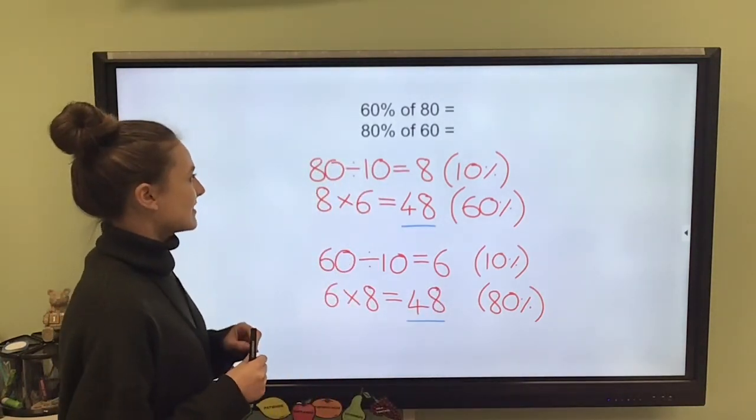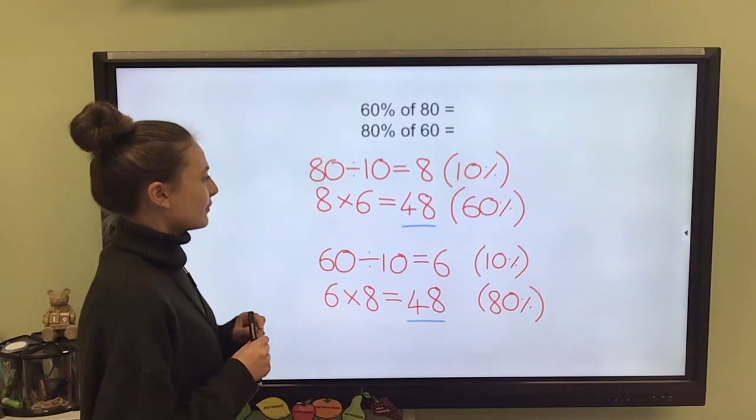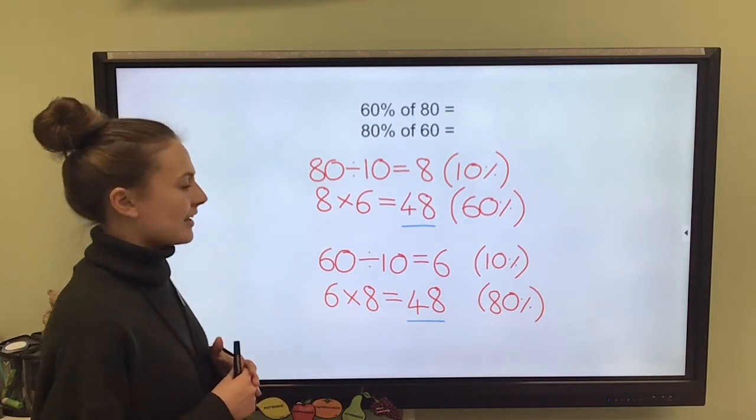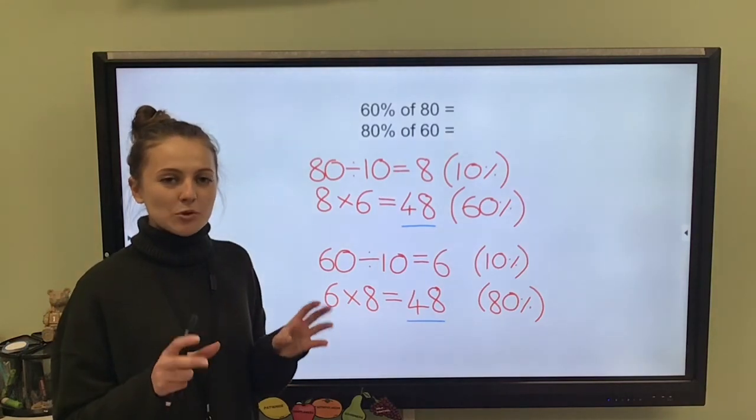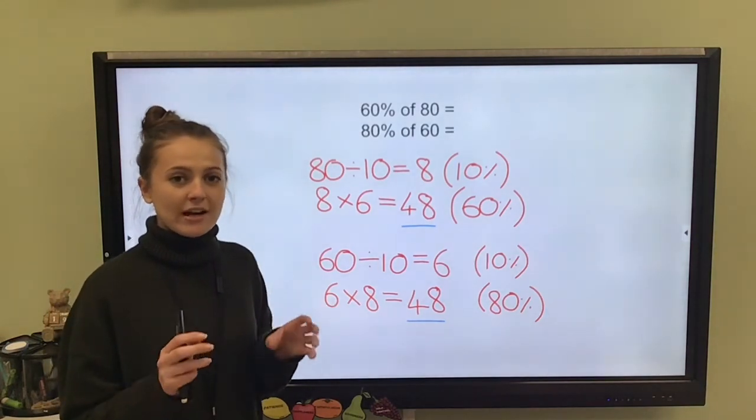That's interesting, isn't it? I've got the same answer of 48 for both of my problems there. And that's because multiplication is commutative. That means multiplication is the same whichever way round you do it.